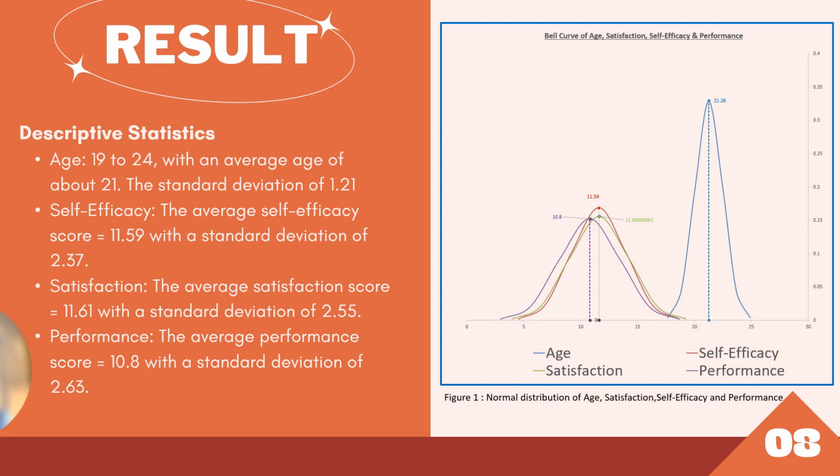The self-efficacy and satisfaction scores are almost identical in terms of their average, which could hint at a relationship between these two variables, though further analysis would be needed. The standard deviations for self-efficacy, satisfaction, and performance suggest that there is some variability in the scores, but no extreme differences. That is why we get this normal distribution of satisfaction, self-efficacy, and performance in the graph before you.